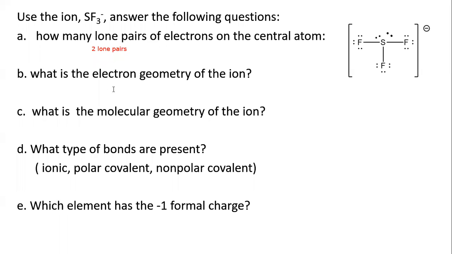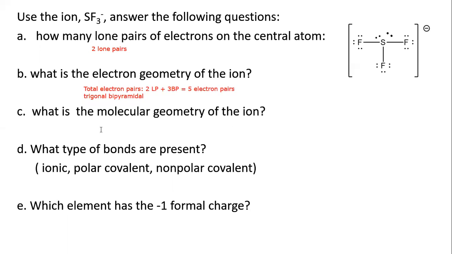What is the electron geometry? So we have a total of electron pairs, which is 2 lone pairs plus 3 bonding pairs, equals 5 electron pairs. So when you have 5 electron pairs, the electron geometry is trigonal bipyramidal. Now it's very important that you remember the electron and molecular geometries.